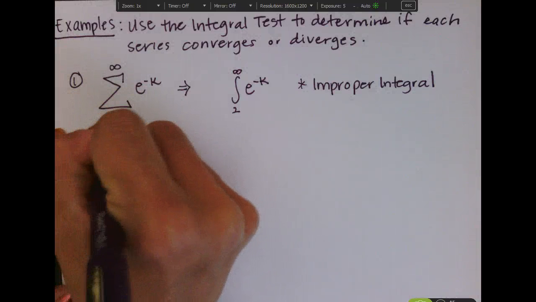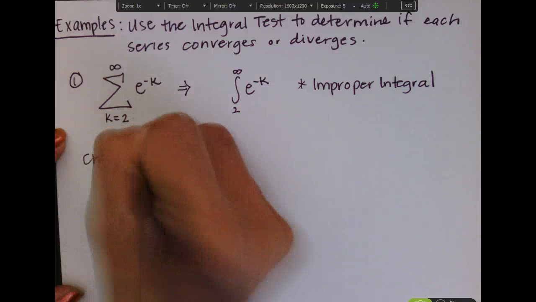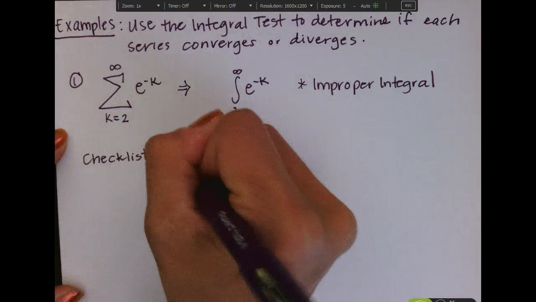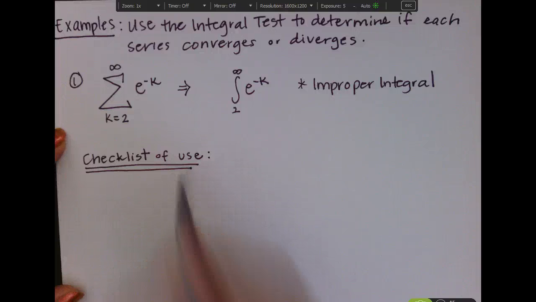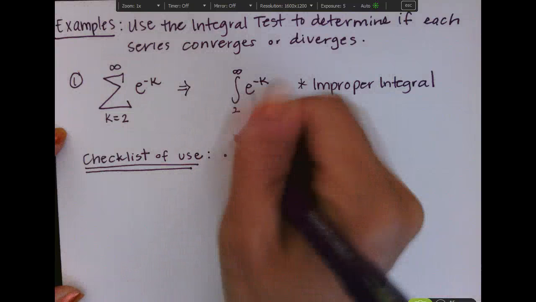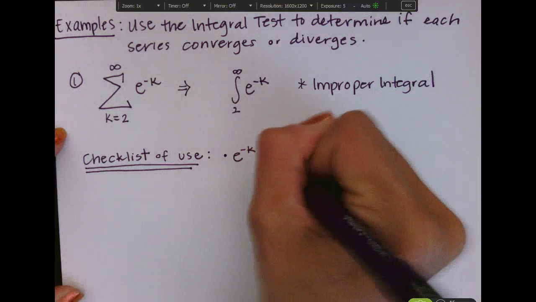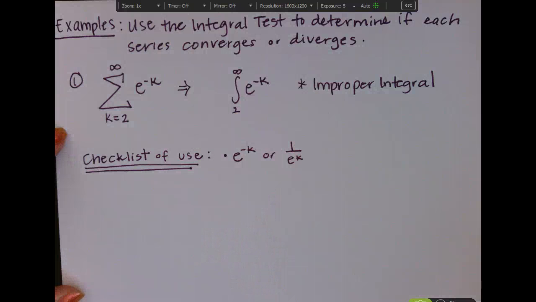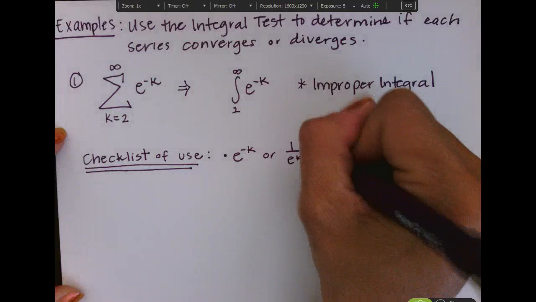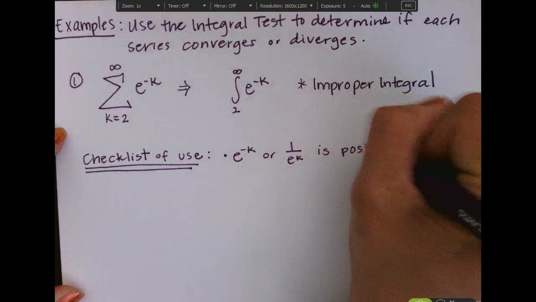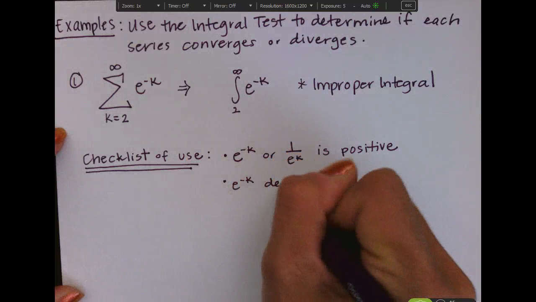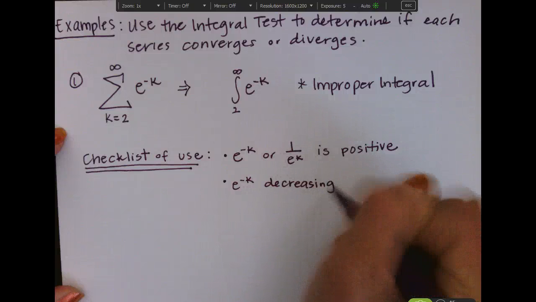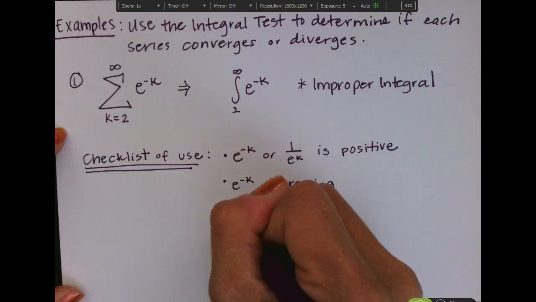But the first thing that I actually want to look at is the checklist of our ability to use the integral test. So remember, in order to use the integral test, our function e to the negative k, or if you'd like 1 over e to the k, it has to be positive, it has to be decreasing, it has to be continuous.